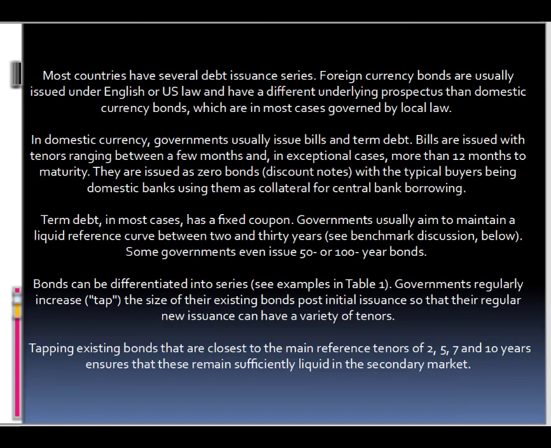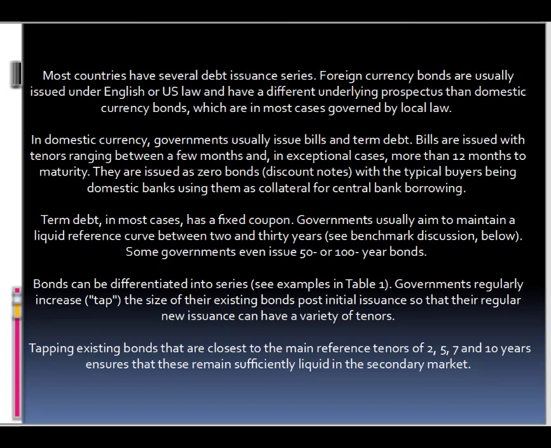Most countries have several debt issue series. Foreign currency bonds are usually issued under English or US law and have a different underlying prospectus than domestic currency bonds, which are in most cases governed by local law. In domestic currency, governments usually issue bills and term debt.